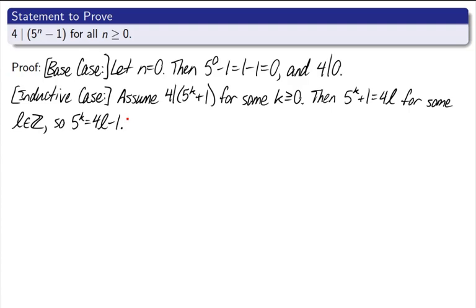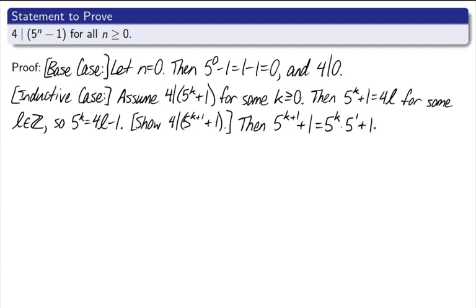Now let's write down what we're trying to show. Show 4 divides 5 to the k plus 1 plus 1. What I need to do is take 5 to the k plus 1 plus 1 and show somehow that it is a multiple of 4, that I can write it as being equal to 4 times something. With that said, let me go ahead and take 5 to the k plus 1 and start working on it algebraically. Then 5 to the k plus 1 is equal to, and let's use the same technique that I did on the previous slide, 5 to the k times 5 to the 1 plus 1.